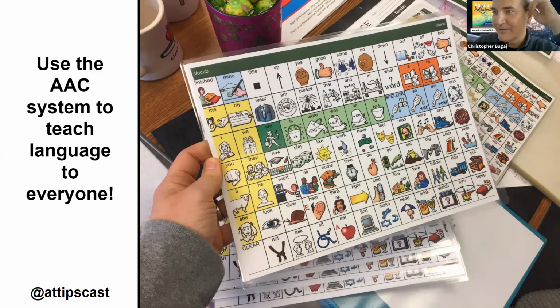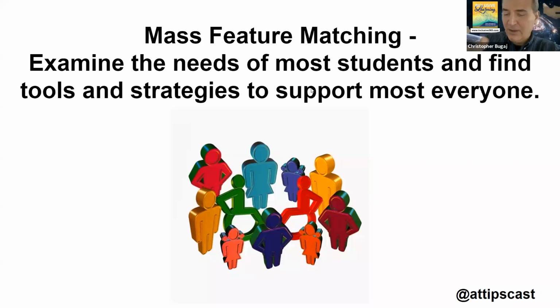Jennifer wrote me privately. She said, what about classrooms where students have varied systems? How do you select the system to teach everyone? Yeah, because you sort of need one system here to teach everyone. And so I'll come back to it, Jennifer, but the idea here is to use mass feature matching. What is coming out of the wash the most?